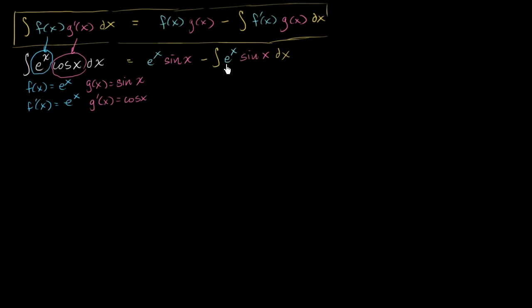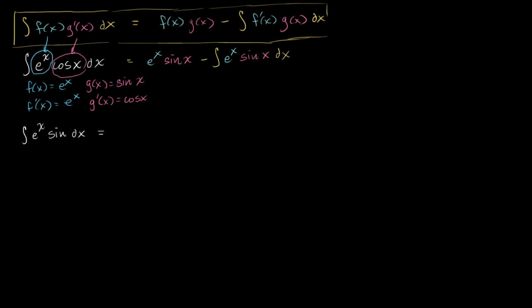Now, it doesn't look like we've made a lot of progress. Now we have an indefinite integral that involves a sine of x. So let's see if we can solve this one separately. Let's say we were trying to find the antiderivative of e to the x sine of x dx. How could we do that?